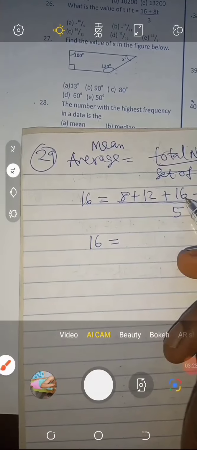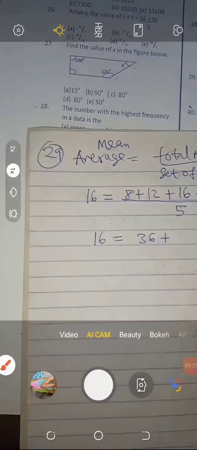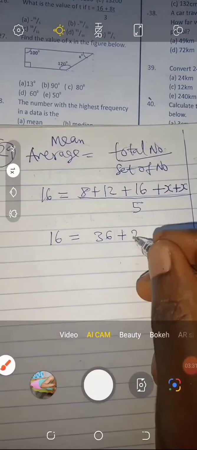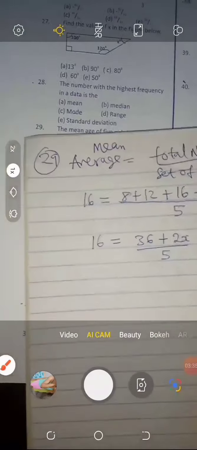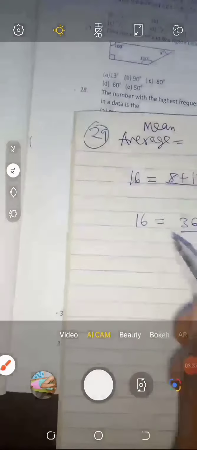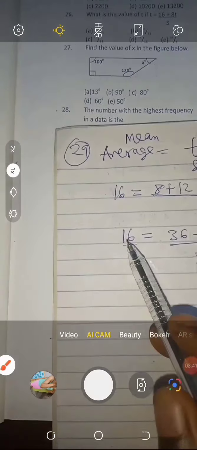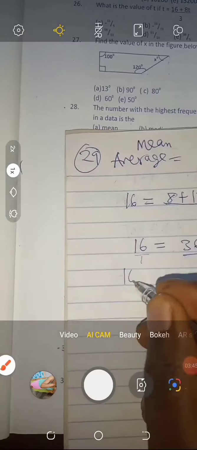20 plus 16 we have 36. 36 plus, now x plus x, that is 1x plus 1x, we have 2x all over 5. So if you have taken care of that, of course we can cross multiply. This time this over 1. If you like, you can indicate it. So over 1. So 16 times 5.